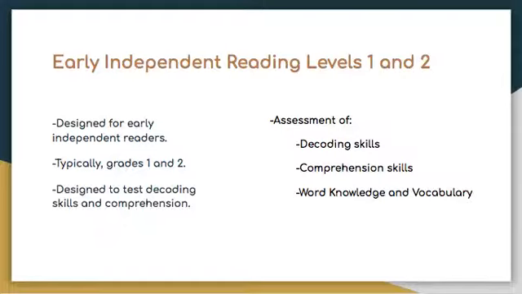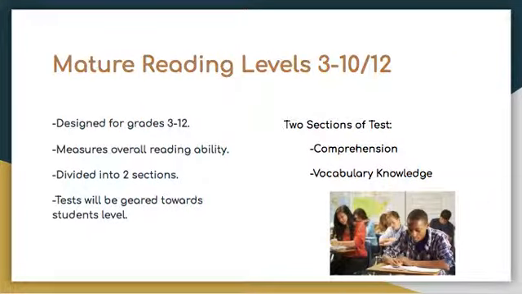The early independent reading levels 1 and 2 are designed for early independent readers, and it's typically for grades 1 and 2, and it is designed to test decoding skills and comprehension, but also it could be an assessment of word knowledge and vocabulary.